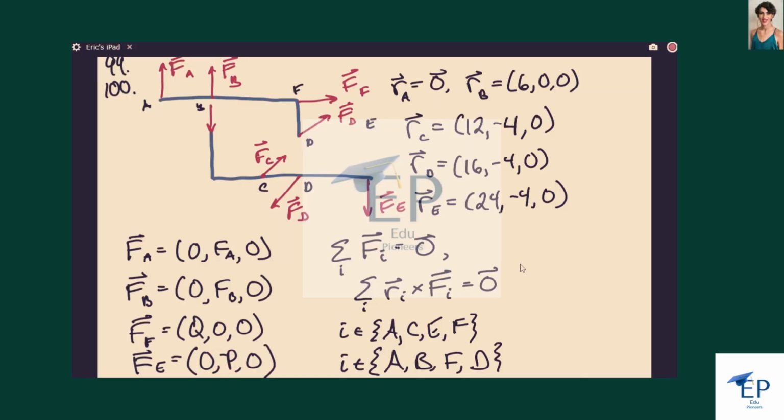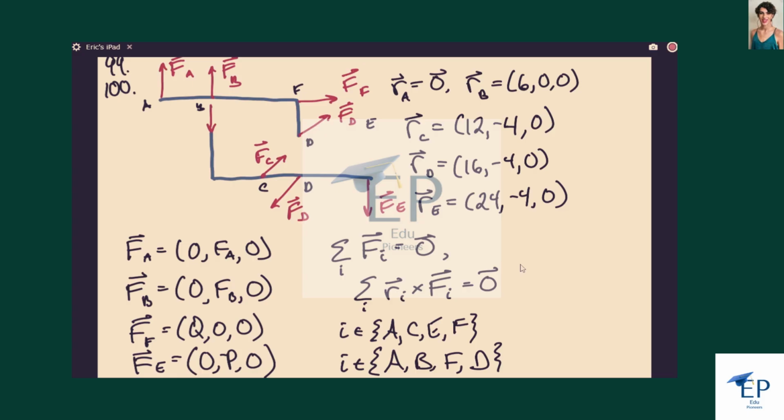So again, we can sum forces and moments. And I did that by looking at A, C, E, and F. So A, C, E, and F are the forces and moments acting on the structure as a whole. So this would be summing the forces and moments on the entire body removed from the surroundings.